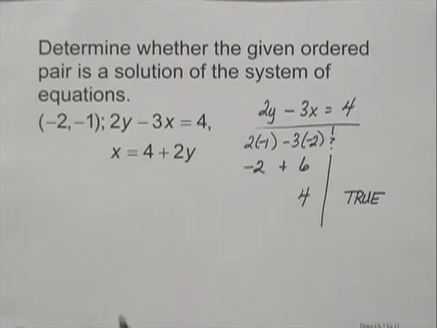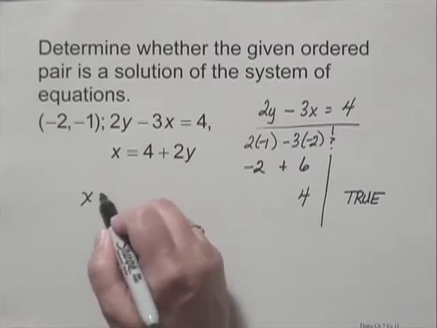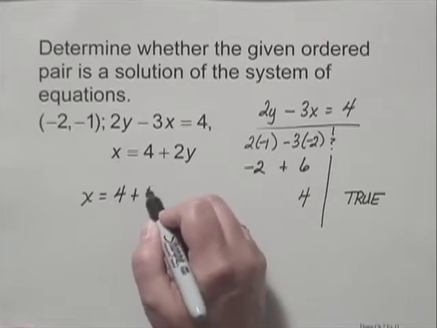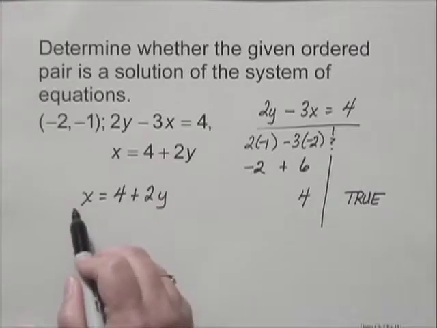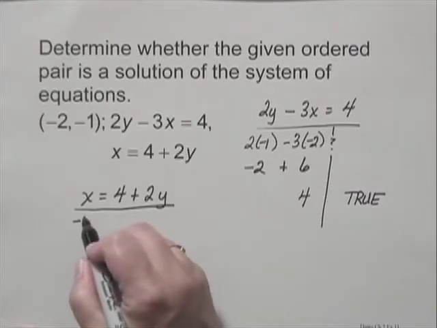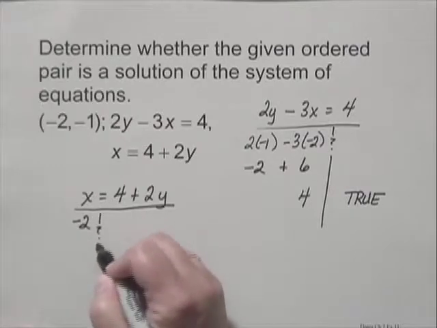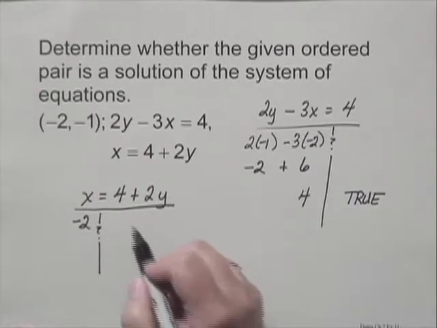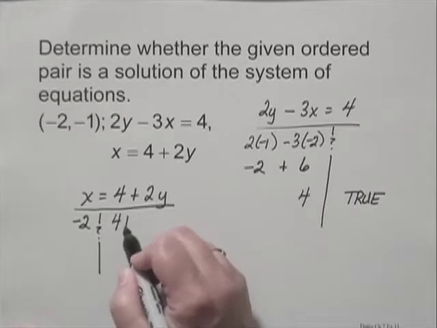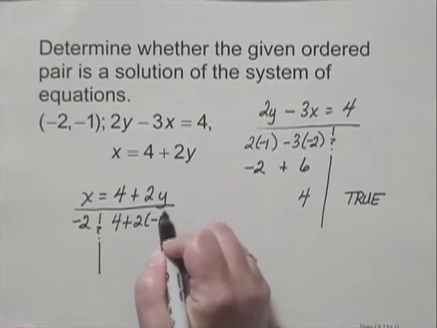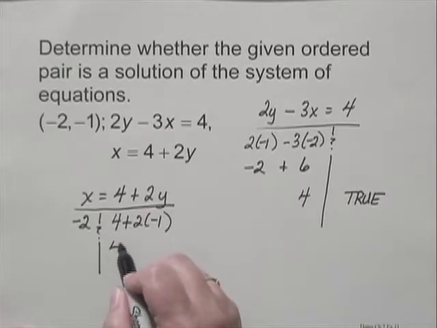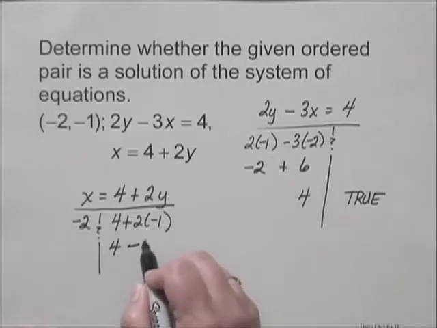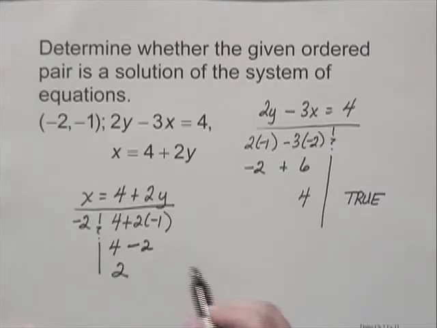Now I have to check it with the second equation. x equals 4 plus 2y. I substitute -2 for x and -1 for y. Calculating, I have 4 minus 2, or 2.